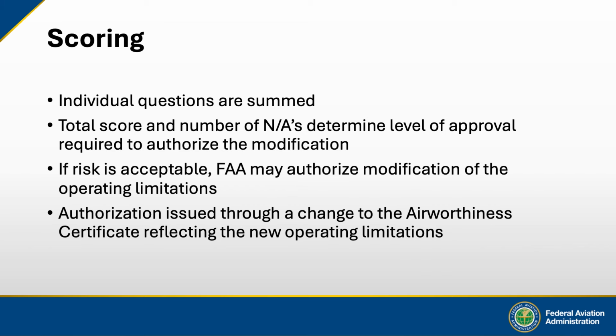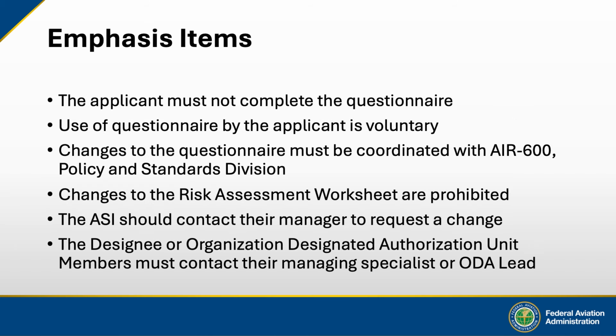The total score and number of N/A's marked on the risk assessment sheet, if any, determine which column of the assessment level scoring matrix is used to determine the level of approval required. If the risks are mitigated to an acceptable level, the Aviation Safety Inspector, Designee, or Organizational Delegated Authorization Unit member may authorize the modification of the operating limitations. This authorization would be issued through a change to the airworthiness certificate, reflecting the new operating limitations.